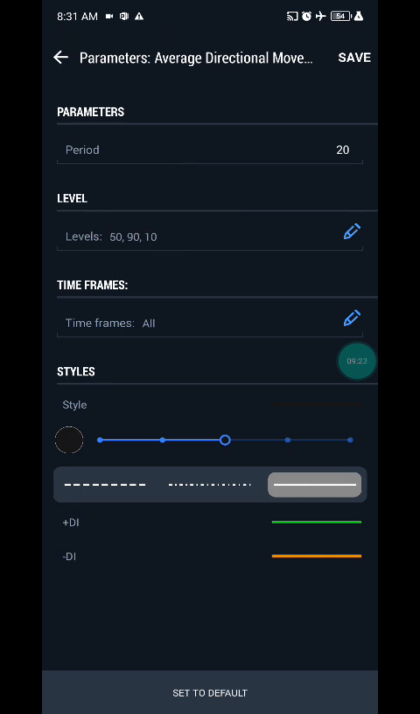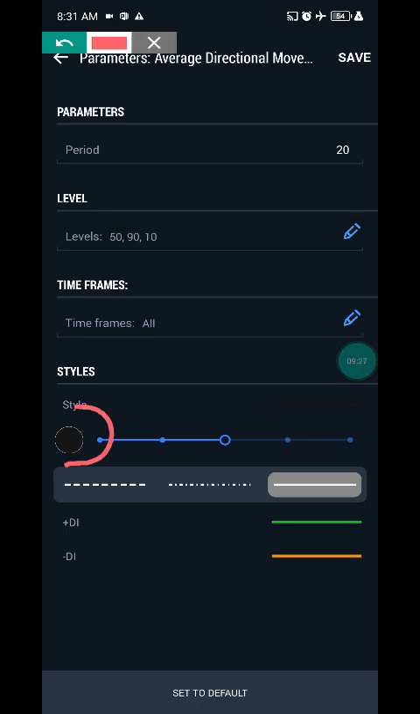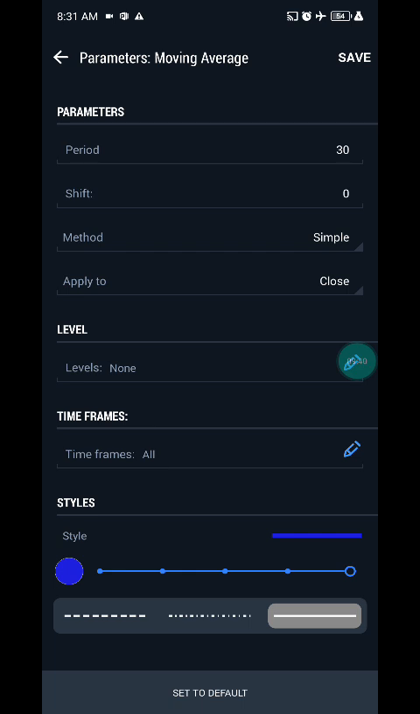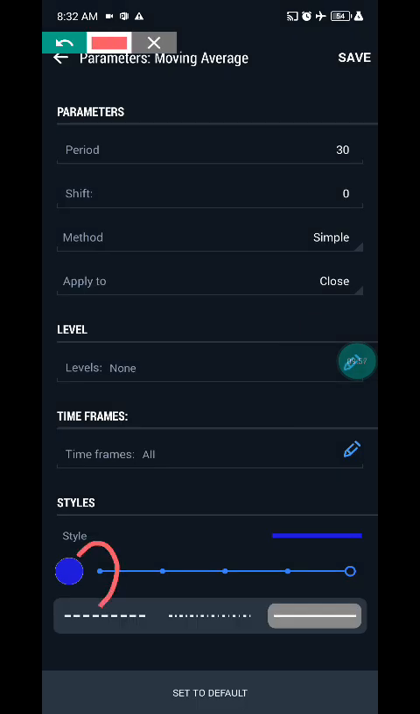So that's it. We have our style at the color of our background. You see that our style is at the color of the background, and we have our DI plus and DI minus to be in these two colors. So once you do that, then you press save. And the second thing you need is this moving average. We have the period of 30, our shift to be 0. We have our method to be simple. We have apply to close, and we have our style to be in this color. So you can set it to any color of your choice.